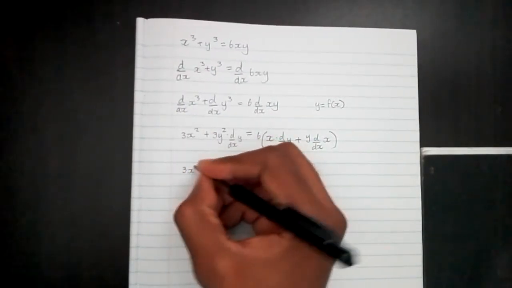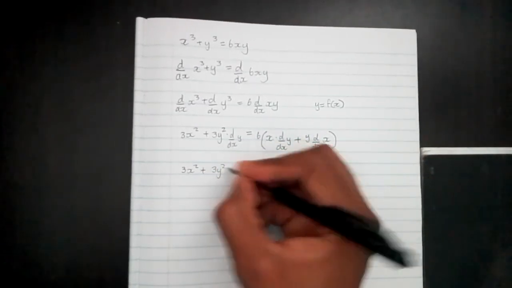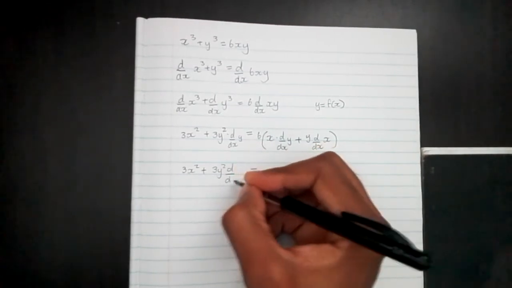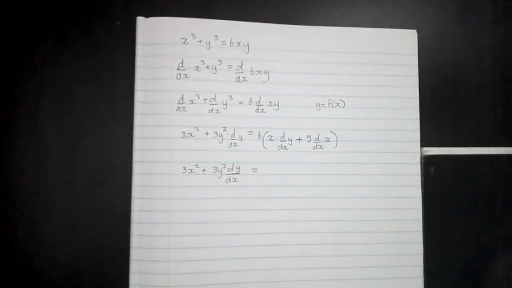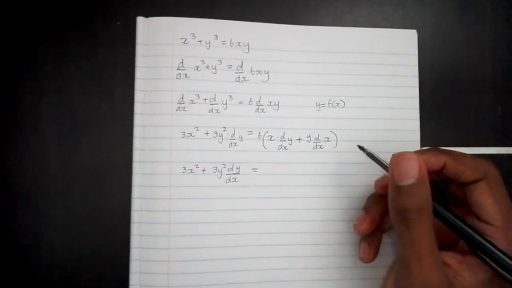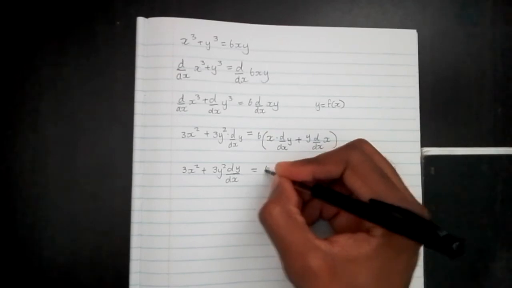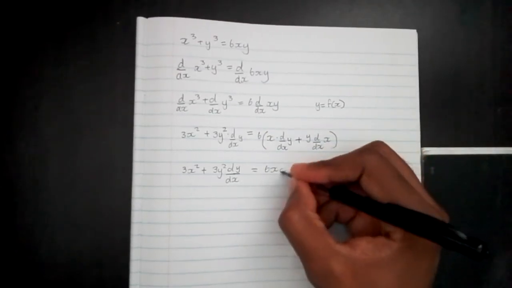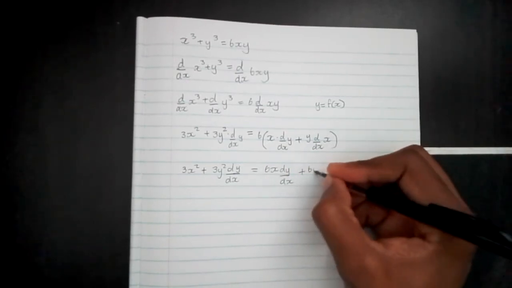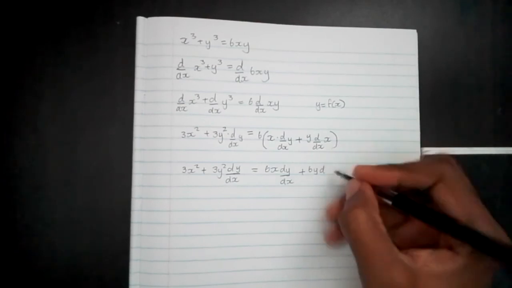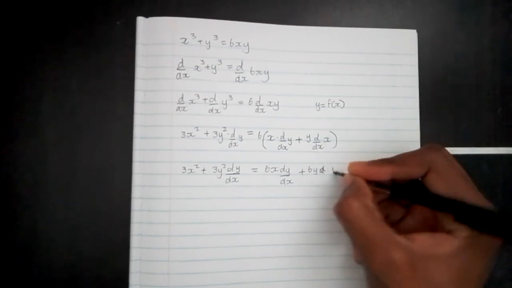We have 3x squared. We have 3y squared. And we can leave the derivative of the function y as dy dx. On the right hand side, we have 6x dy dx plus 6y, and the derivative of x in this case is just simply 1, so times 1.